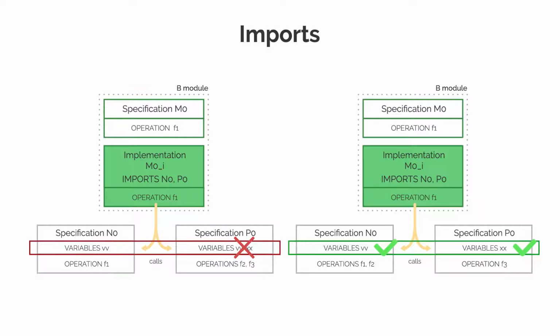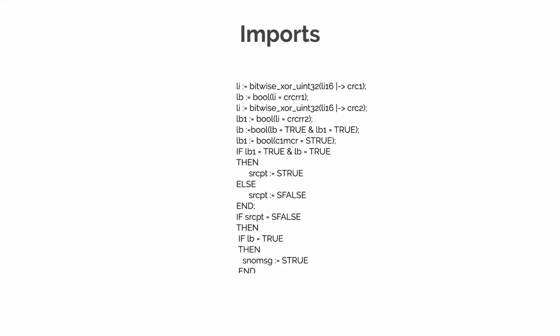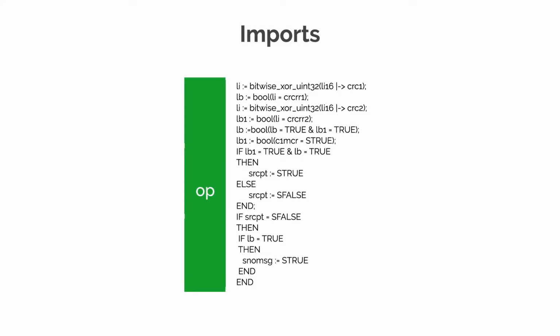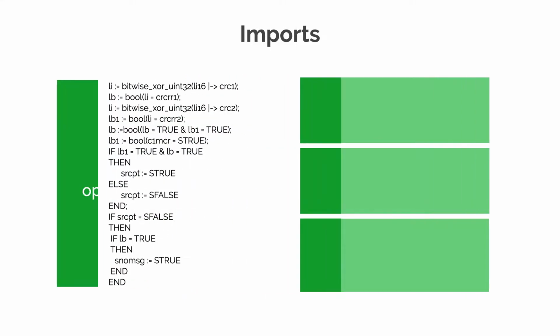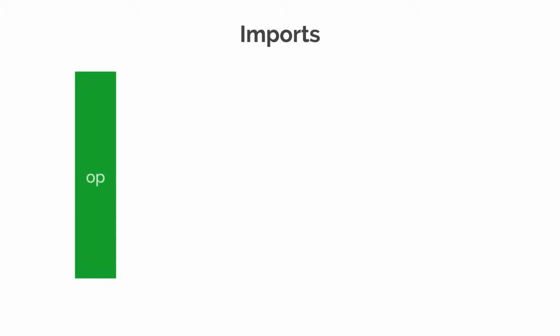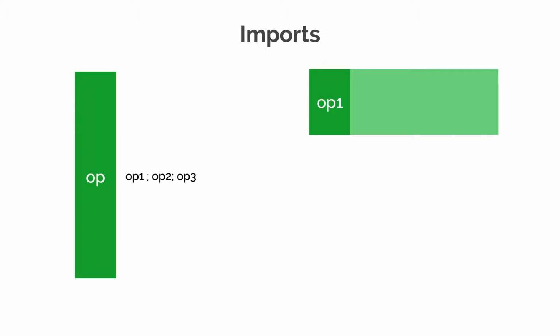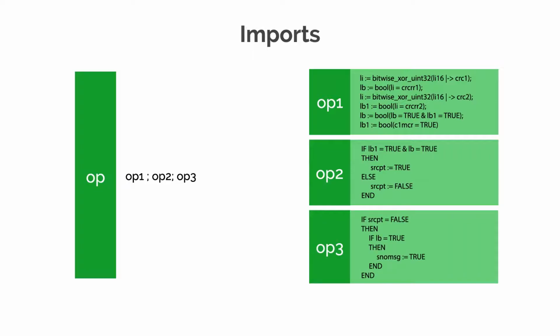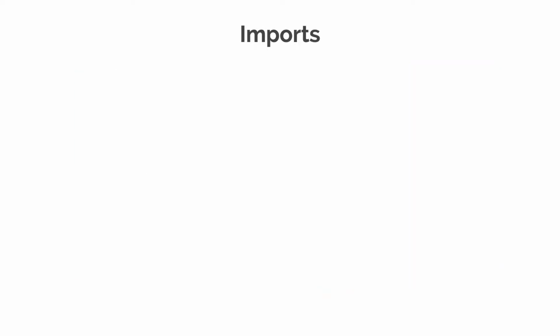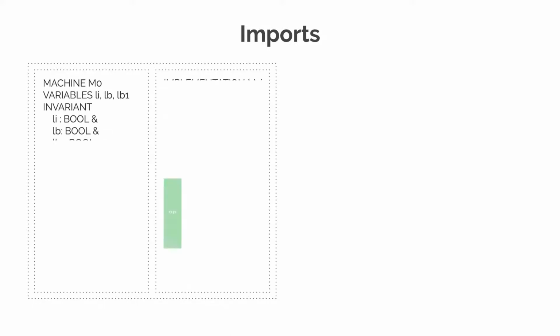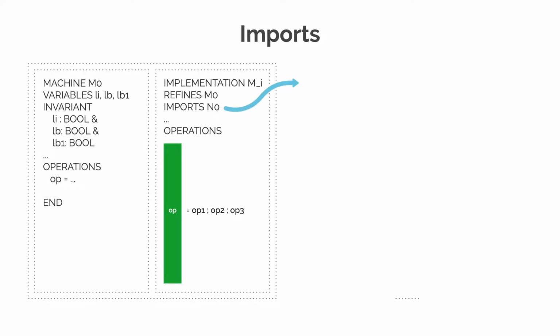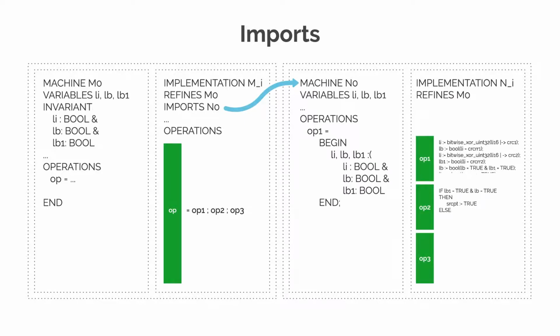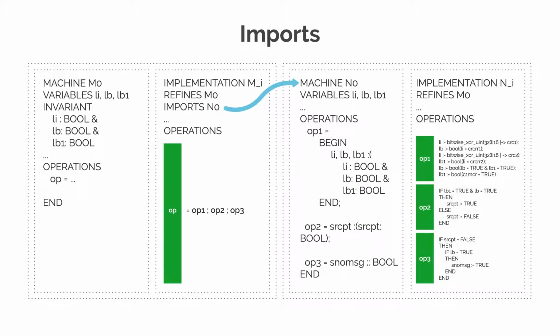Another possibility is to have one component N0 declaring both variables VV and XX and the operations F1, F2 and F3. Let's see how to split an algorithm containing too many instructions. For example, if we consider the operation OP, we may decide to lower the number of instructions per operation. The main idea here is to transform the operation OP into three operations, OP1, OP2 and OP3, that will be called in sequence. This is how the two modules look when decomposed. Operation specification may look different in your case and depends on what you have to prove.